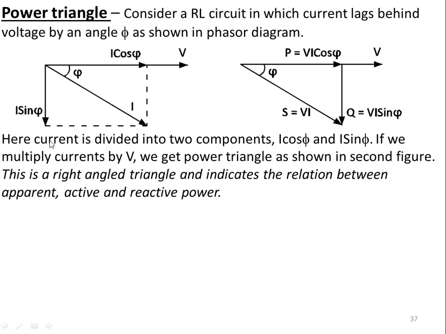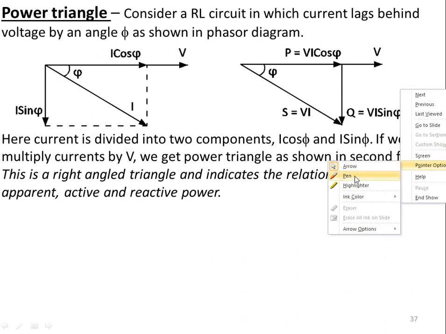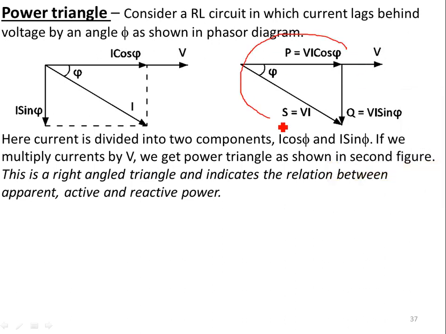If you multiply the currents by V, we will get the power triangle. This is the power triangle. In the second figure you will get the power triangle. It is basically a right angled triangle. It gives a relation between P, the active power, S, the apparent power, and Q, the reactive power.